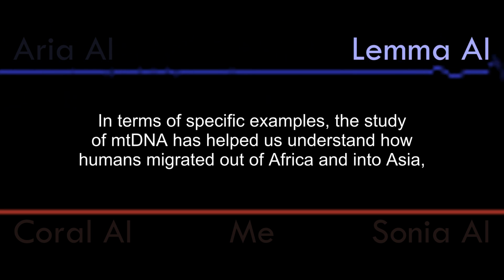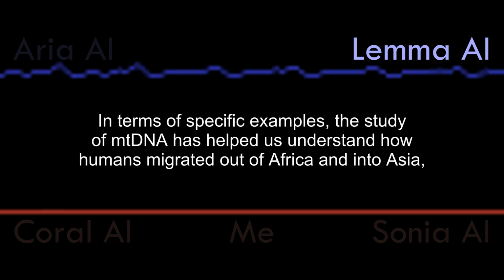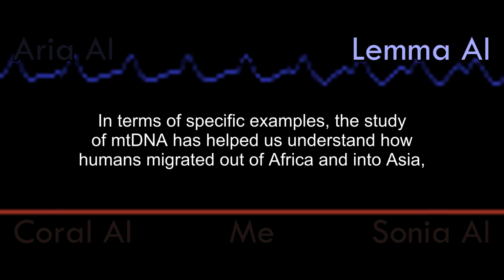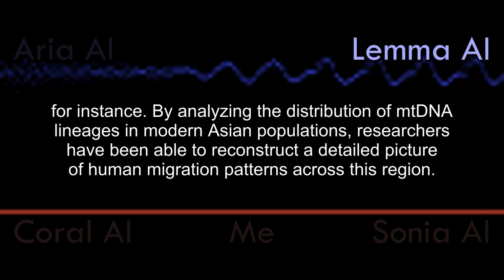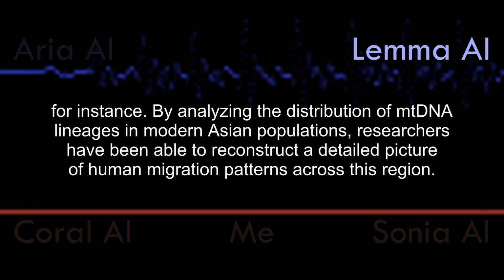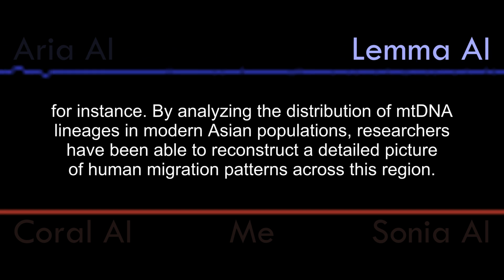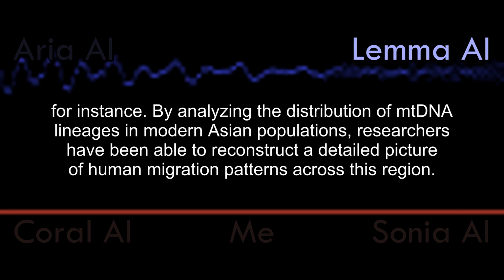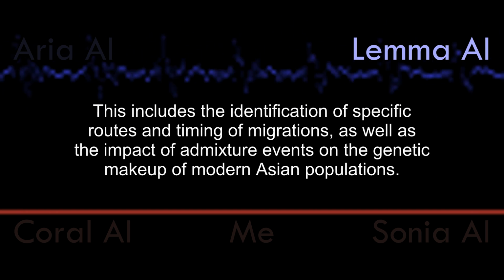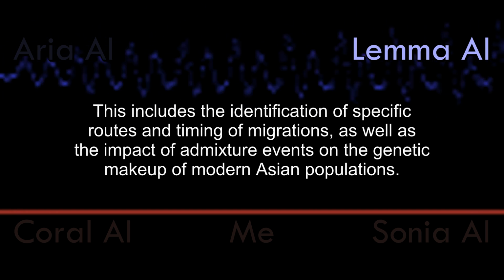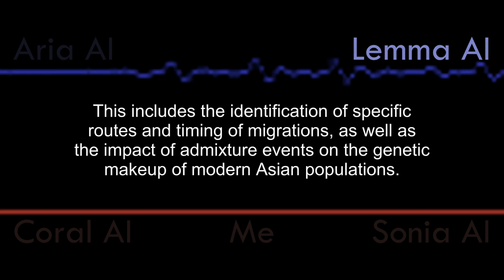In terms of specific examples, the study of mtDNA has helped us understand how humans migrated out of Africa and into Asia. For instance, by analyzing the distribution of mtDNA lineages in modern Asian populations, researchers have been able to reconstruct a detailed picture of human migration patterns across this region. This includes the identification of specific routes and timing of migrations, as well as the impact of admixture events on the genetic makeup of modern Asian populations.